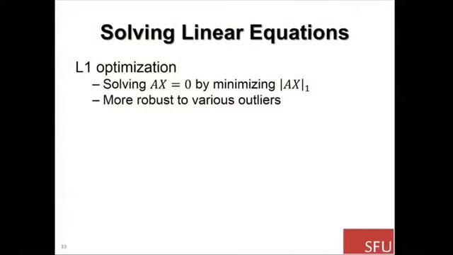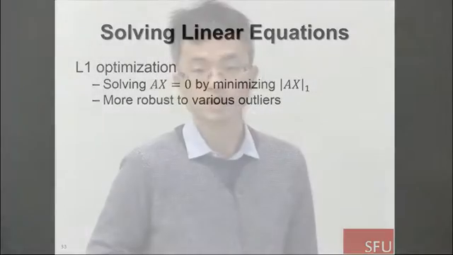So, anyway, now we have a linear equation like that, AX equal to 0, and we try to solve it for all camera center positions. And to be more robust, we can actually use the modern L1 optimization technique. We can solve this equation by minimizing its L1 norm. That will be more robust to various outliers, like outlier feature correspondence, outlier essential matrix in the system.